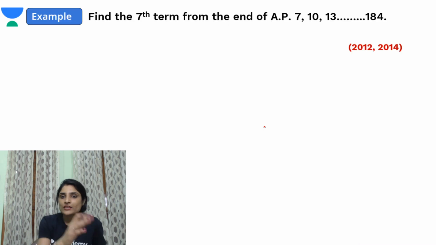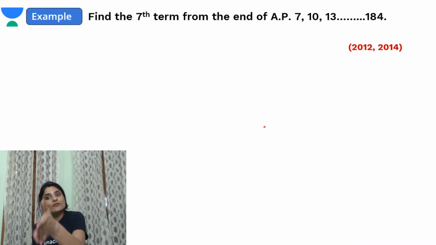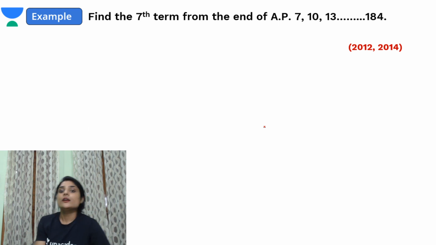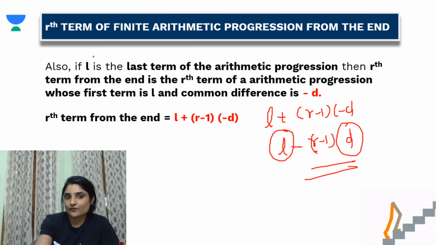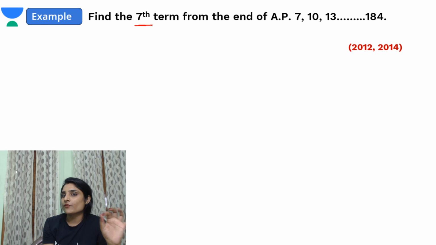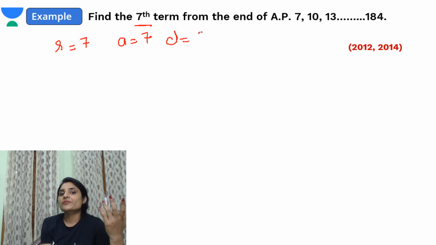Okay. Let's suppose I am giving you an example, and I will be solving this question by both methods. So if I am using this formula, they are asking 7th term from the end. So r is equal to 7, a will be 7, and your d will be 3.